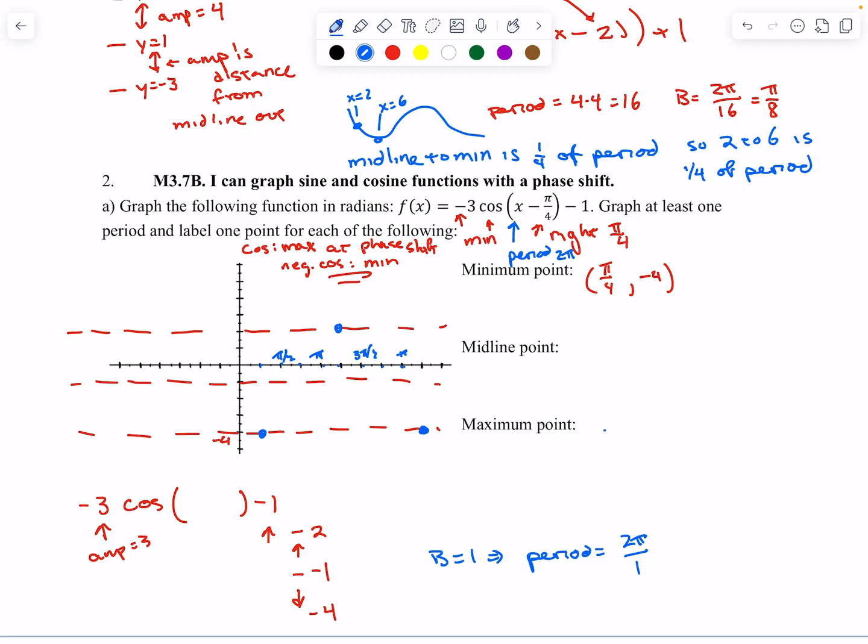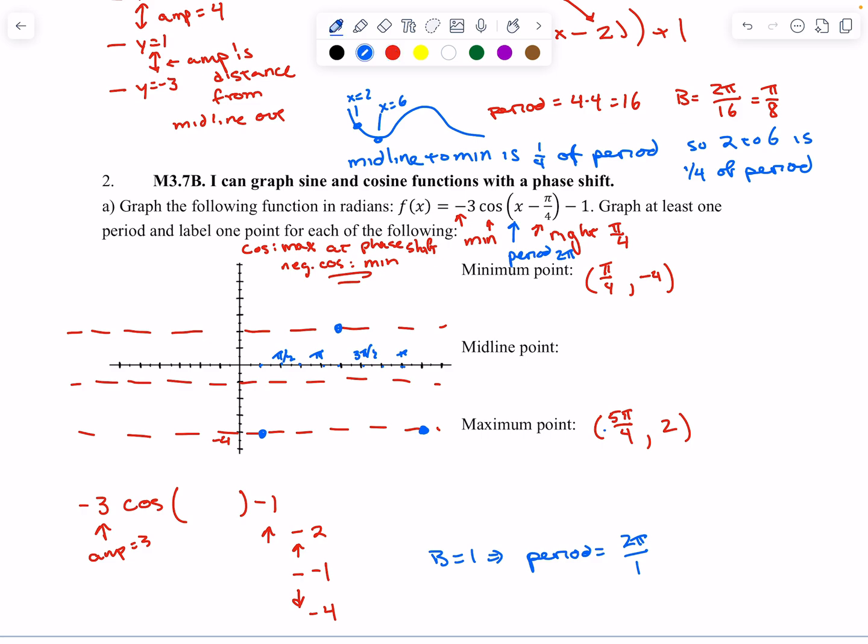So maximum point would be at, let's see, 5. You can do this on the unit circle because you've got halfway between pi and 3 pi over 2 is 5 pi over 4. And the max is at height 2. Make sure you put the max, the heights at the second coordinate. Midline point is in between.